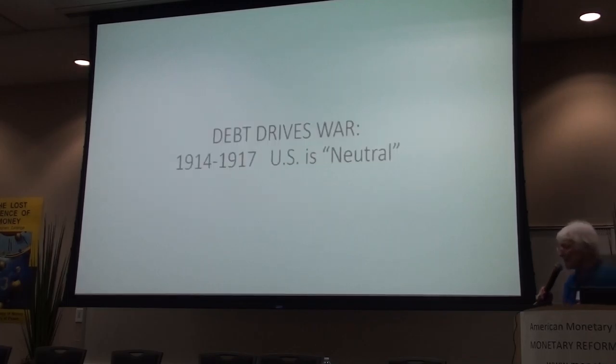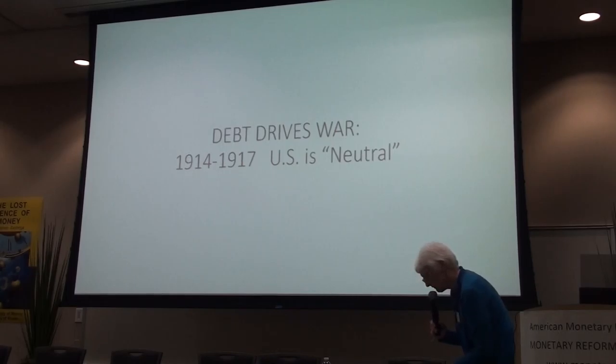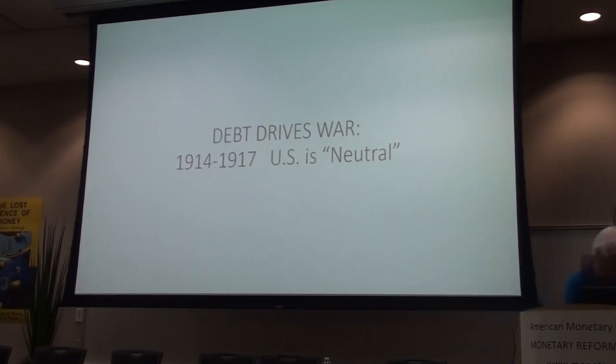Okay, so now I want to get into the war, keeping in mind the nature of the investment banks, the trusts, and everything. So this is the first part of debt drives war. 1914 to 1917, we went into war in April 1917. The US is neutral, supposedly, right?